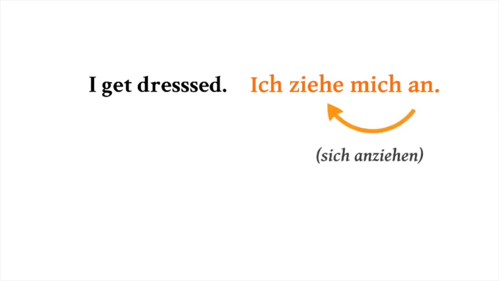The second phrase is I get dressed. Ich ziehe mich an. Here we have the verb sich anziehen. This verb is both a reflexive and a separable prefix verb.